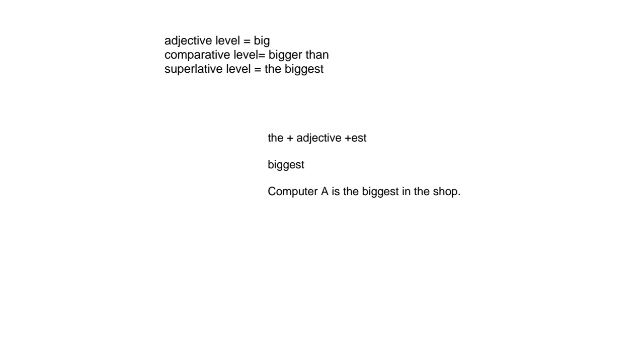And notice that the adjectives here are small adjectives, or short: big, fast, easy, small, large. All these are short adjectives. So in this case, you add the before the adjective and est to the adjective.